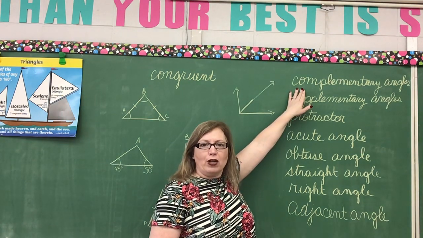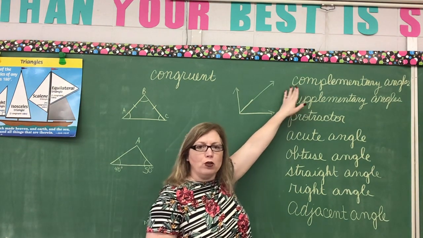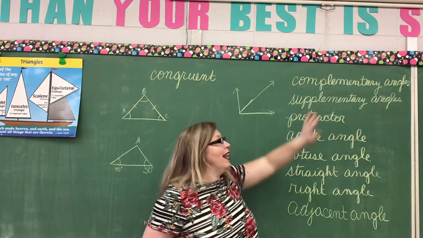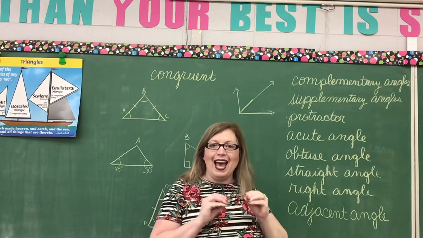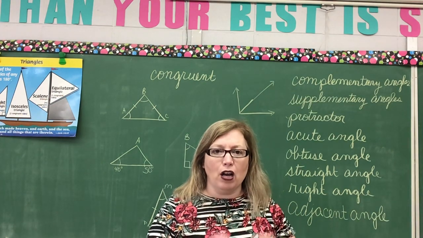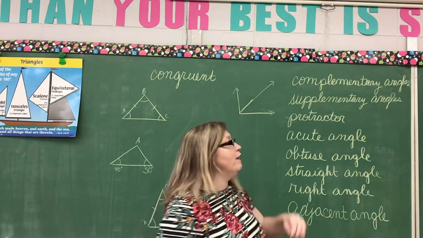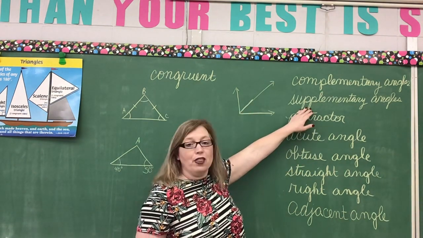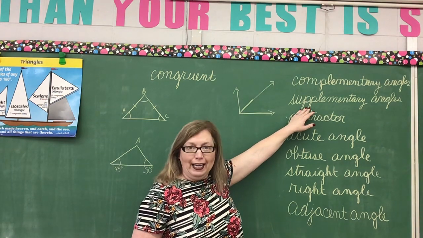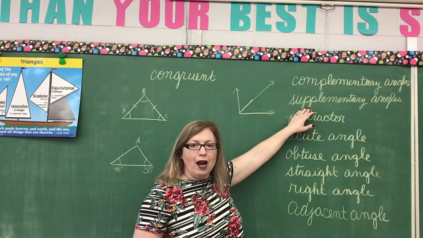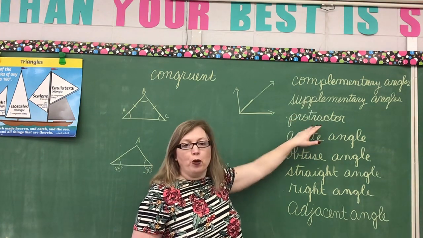What are complementary angles? Complementary angles are when we have two angles and we put them together, or when we add their measurements together, they are 90 degrees. They are complementary. If we take two angles and we add them together, and together they equal 180 degrees, we say they are supplementary. Now, next I put the word protractor.